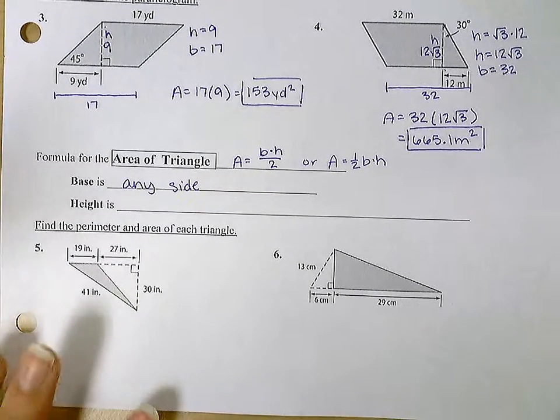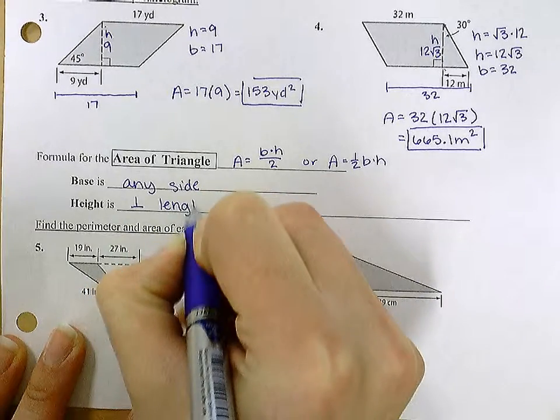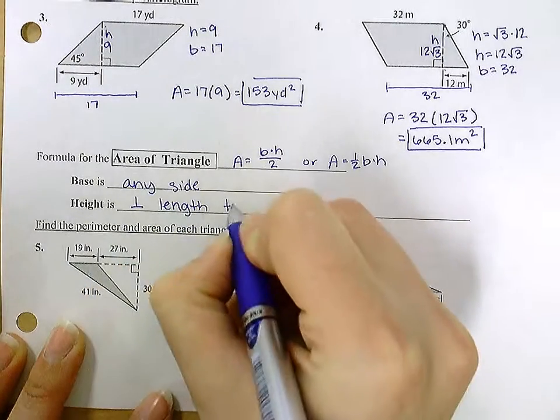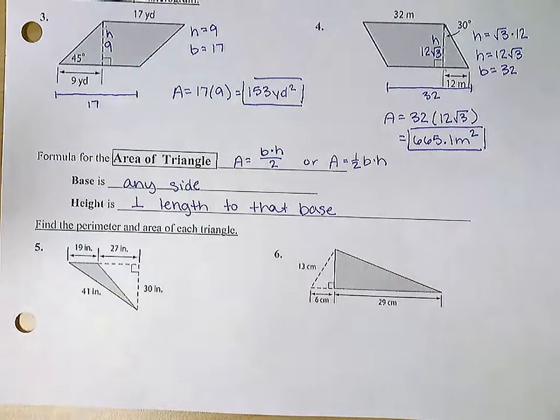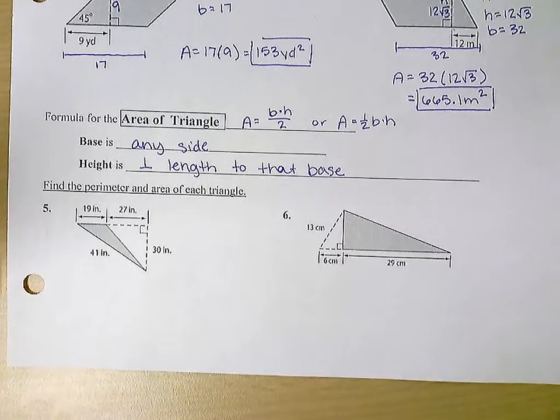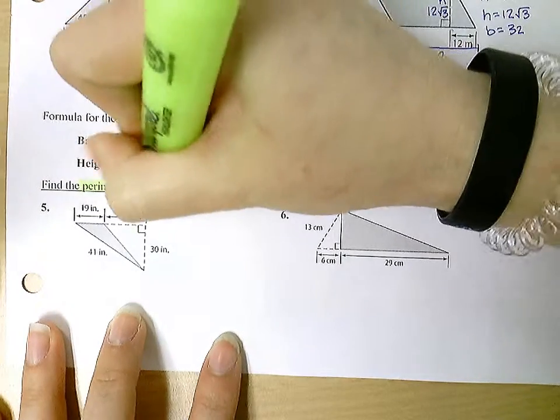The height, then, is the perpendicular length to the base that you choose. So it has to be perpendicular to the base. So what I do for problems is first find the height, so then I can find the base of that triangle. So in our example problems at the bottom, again, we're finding both the perimeter and the area of each triangle.